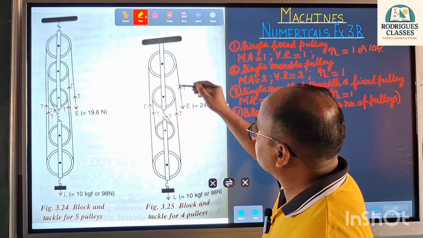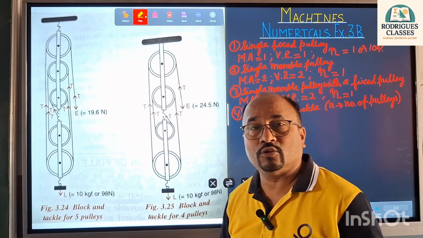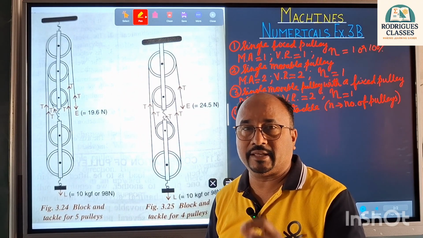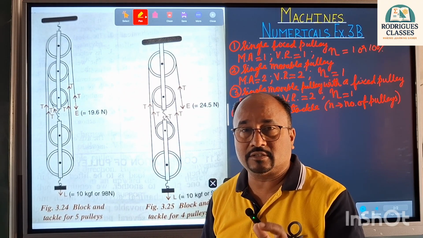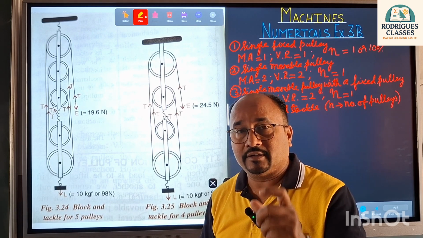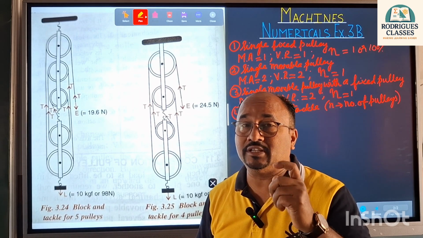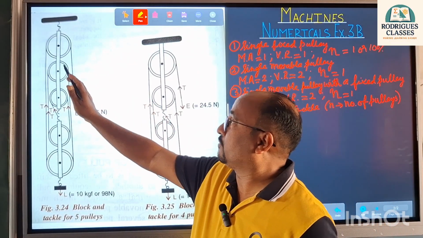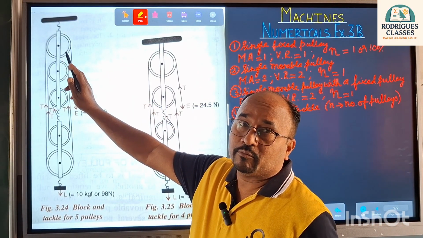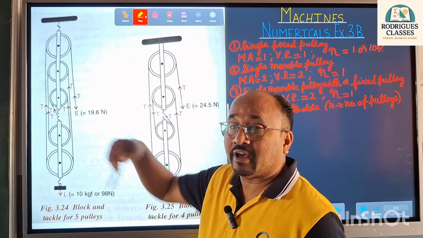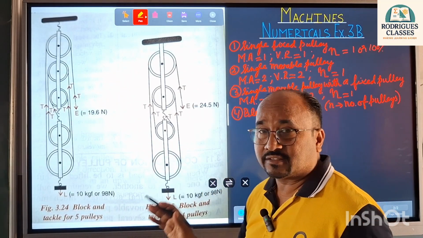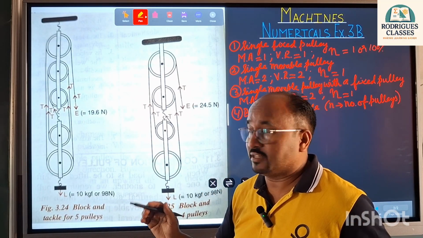And in this case, the upper block as well as the lower block have the same number of pulleys. You can see two pulleys are there in both. So this is the way it has to be done, meaning the number of pulleys in the two blocks has to be maintained in this way. You should not have one more pulley here than what is there over here, we don't have that. Okay, so now let us see what happens here.